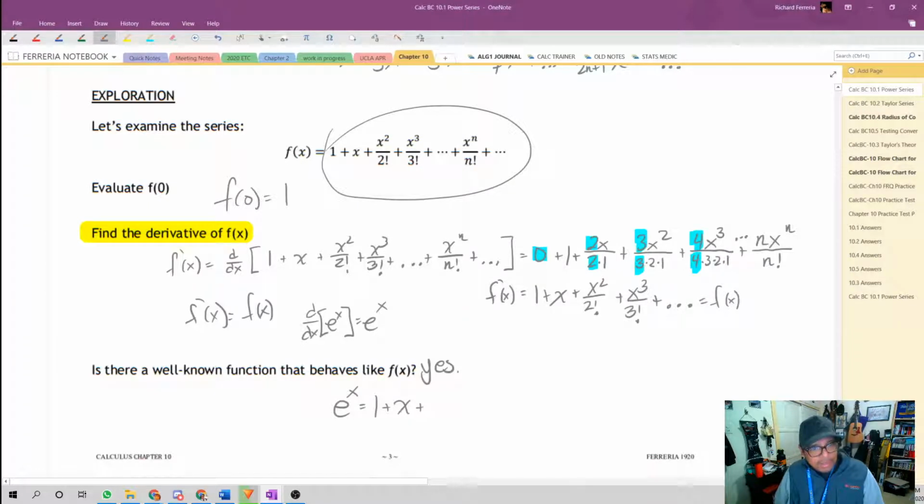x squared over 2 factorial plus x cubed over 3 factorial all the way to x to the n power over n factorial.